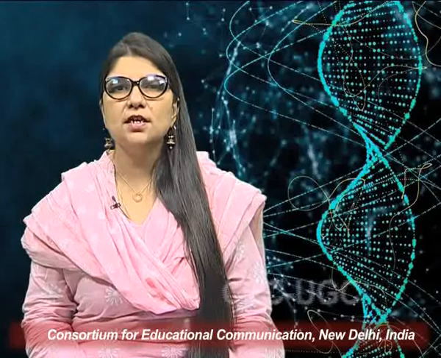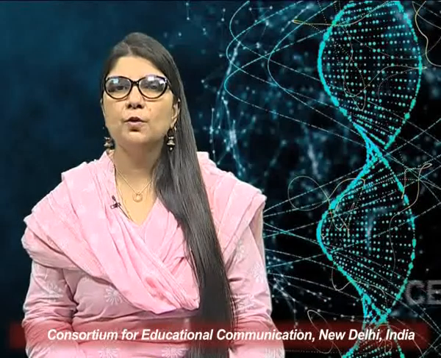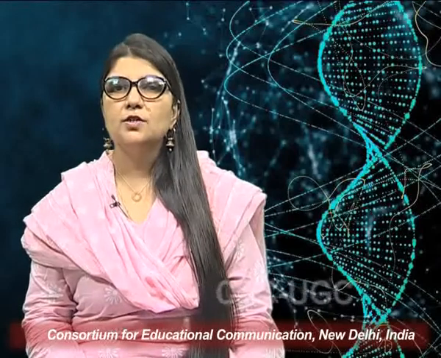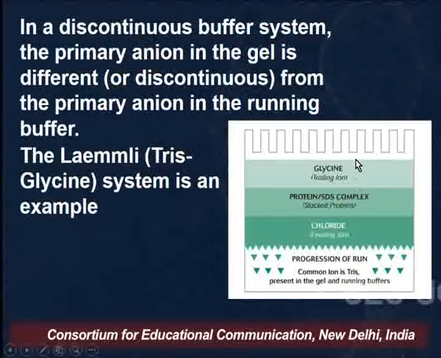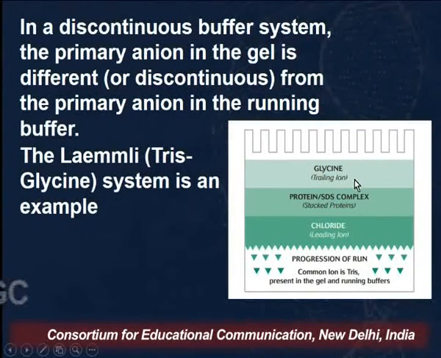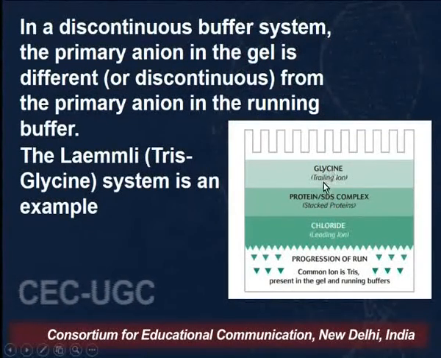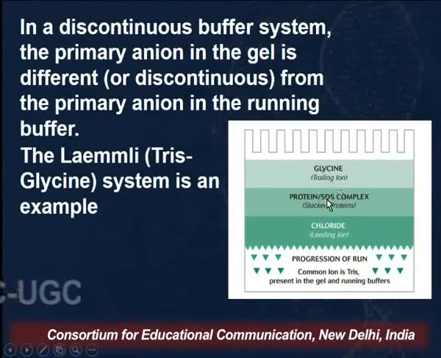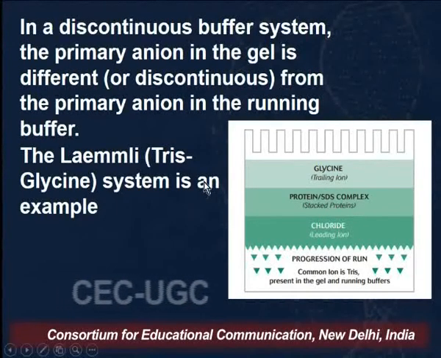So for this discontinuous buffer, one example is the Laemmli system, which contains Tris-glycine. As you can see, when we load the samples in the gel, the different anions sandwich the protein complex in between. So these are the three kinds of ions which are used. The Tris-glycine is the buffer system which we are using.